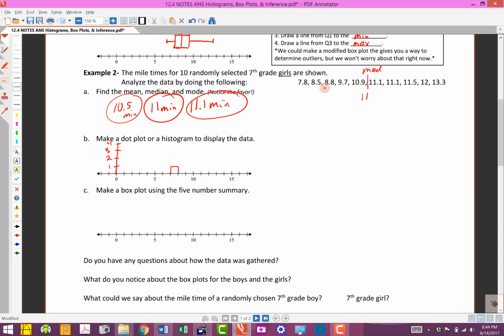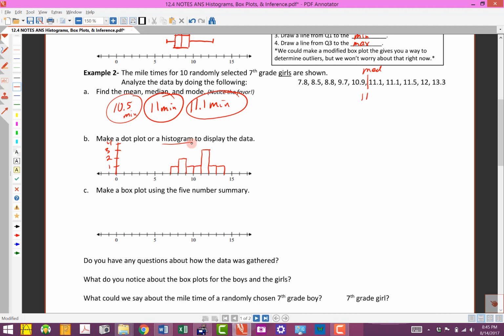In the 8-minute category, we've got 2 girls that ran the mile in 8 minutes something. And only 1 in the 9-minute category, 1 in the 10-minute category, 3 in the 11-minute category. So again, we make a box that's as high as that mark of 3 there. Then 1 in the 12-minute category, and 1 in the 13-minute category. So that's about what that looks like. And again, we made a histogram on this one rather than a dot plot.